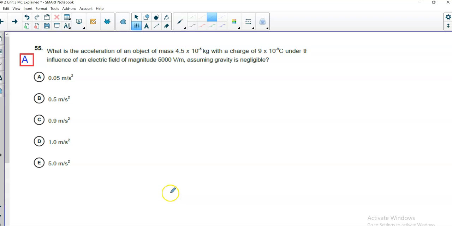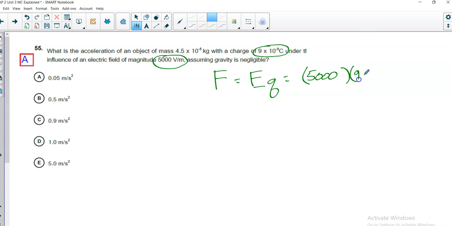What is the acceleration of an object of mass, okay, with a charge of this, under the influence of an electric field of this? Okay, so interesting question. So what you need to know first from this is force. Electric force is electric field strength times Q. So the force comes from this times the charge. So that's going to be electric field strength is 5,000. This is a charge of 9 times 10 to the negative 9th coulombs.